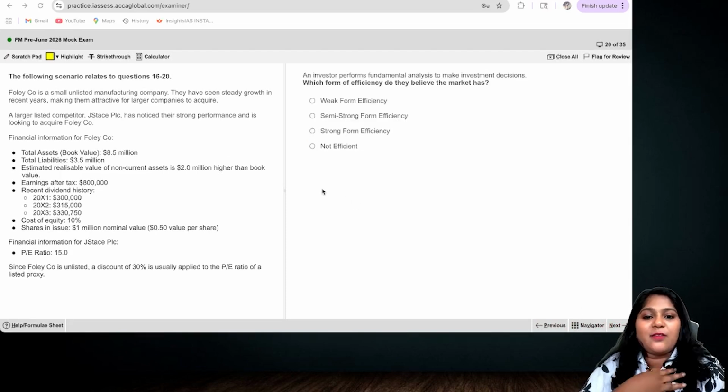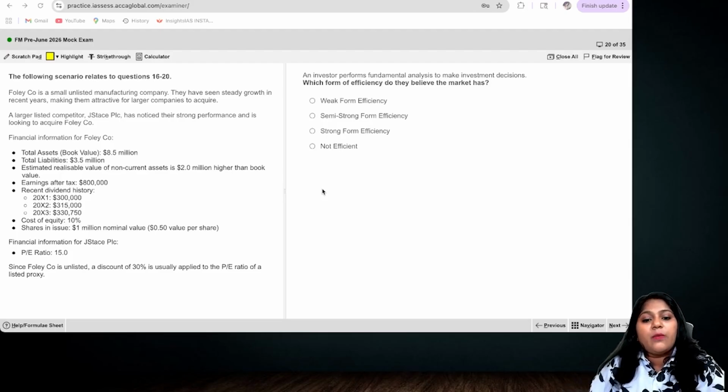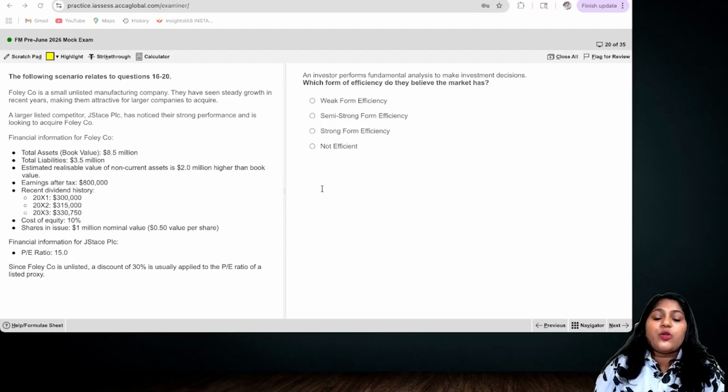An investor performs fundamental analysis to make investment decisions. Which form of efficiency do they believe the market has? Guys, weak form efficiency. Because if you perform fundamental analysis, the investors believe the market should be efficient in some way. But it has not yet reflected this information, making it more weak form, isn't it?